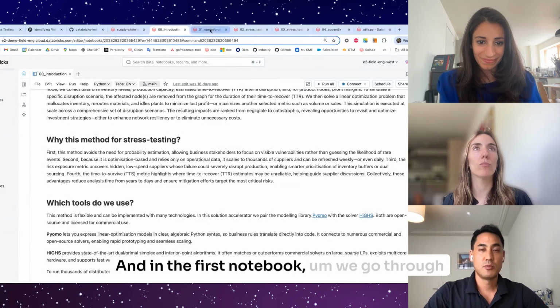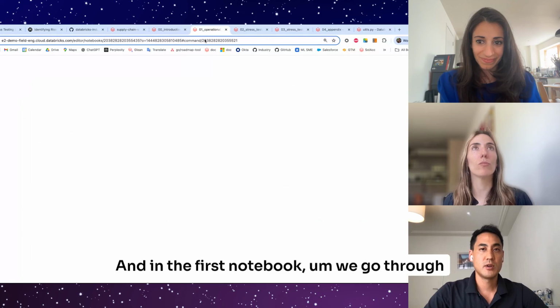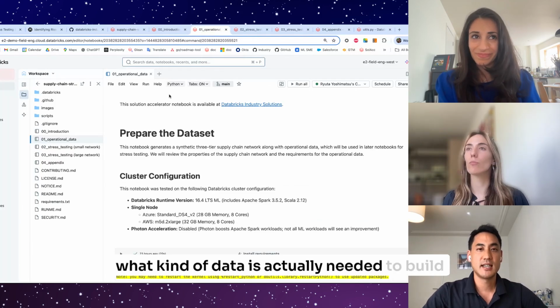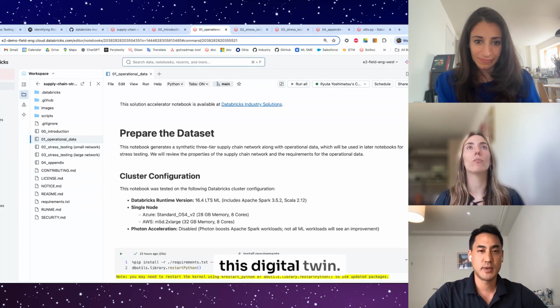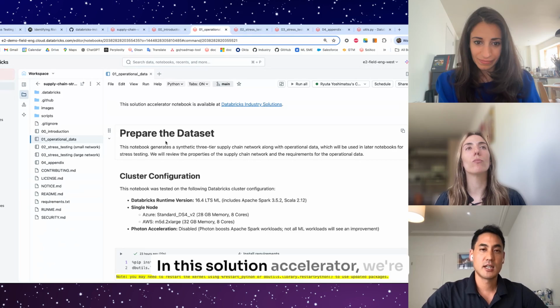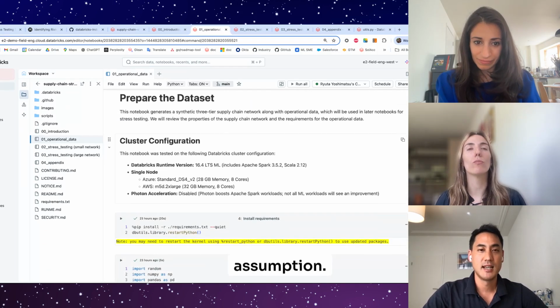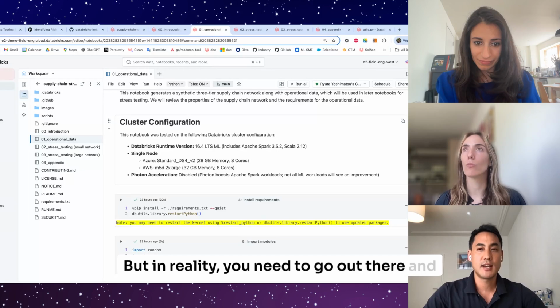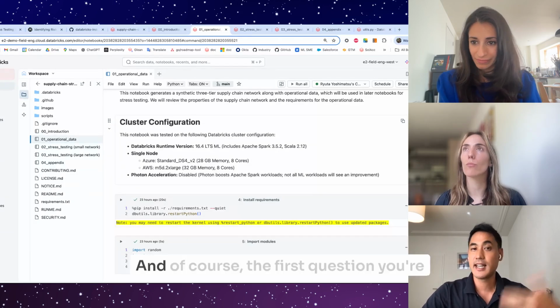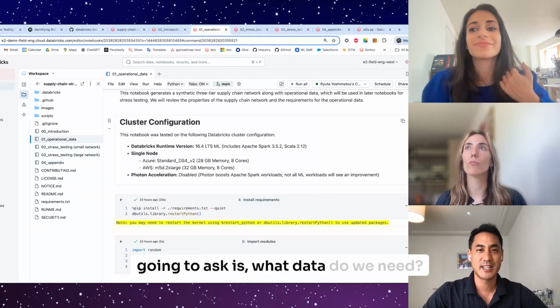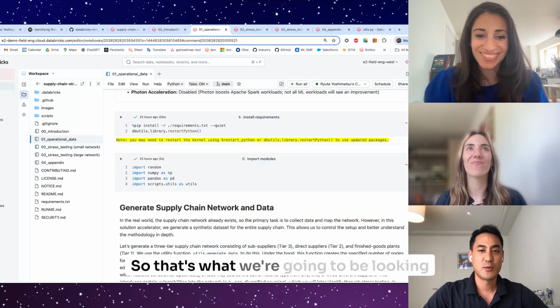And in the first notebook, we go through what kind of data is actually needed to build this digital twin. In this solution accelerator, we're synthesizing this dataset with realistic assumptions. But in reality, you need to go out there and collect this dataset. And of course, the first question you're going to ask is, what data do we need? So that's what we're going to be looking into.